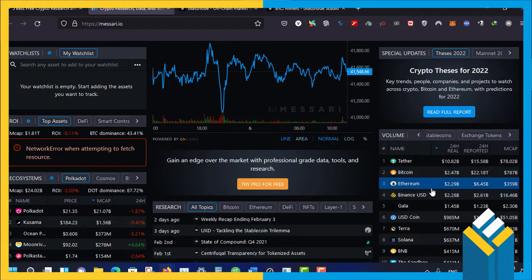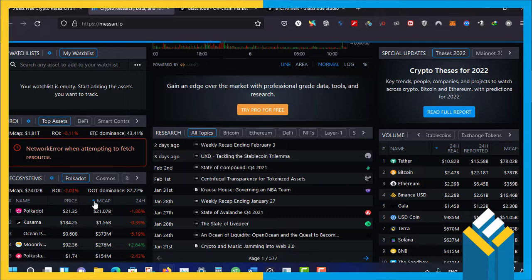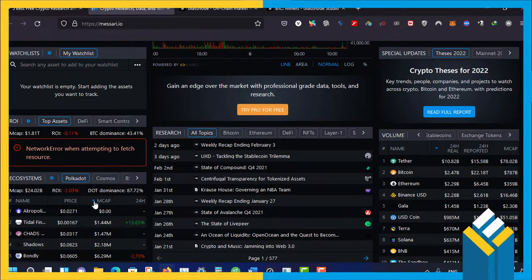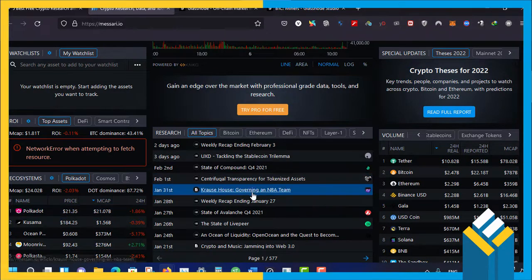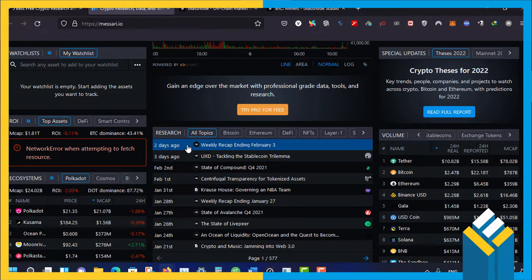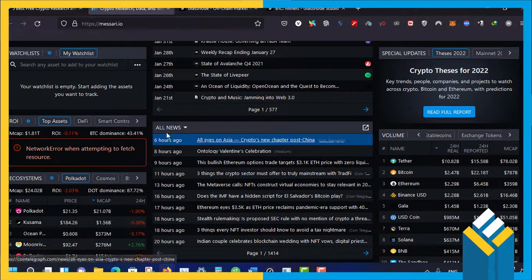As you see, charts are updated in live condition, and this is the user interface. It's completely different from the past websites I told you. You can add some tokens to the watch list, and also here you can see what's going on related to the market cap of each token. And also, for example, 2 days ago, we have some topics related in February the 3rd, weekly recap ending news and explanation. In the all news, you can see everything about every token which is taking place.